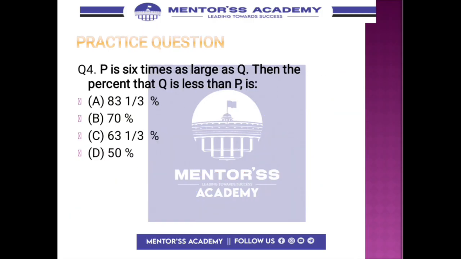P is 6 times as large as Q. Then the percent that Q is less than P is, what percent is it? That's the question asked here. So let's say we have P here, Q here. P is 6 times as large as Q. So P is to Q would be 6 is to 1, right?